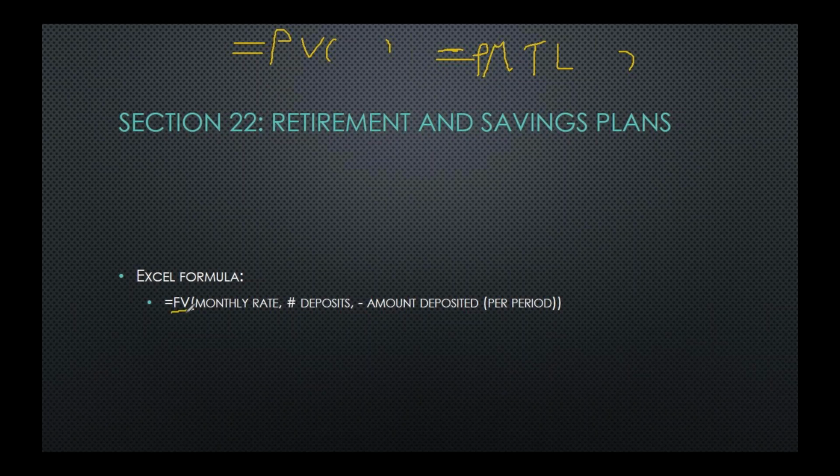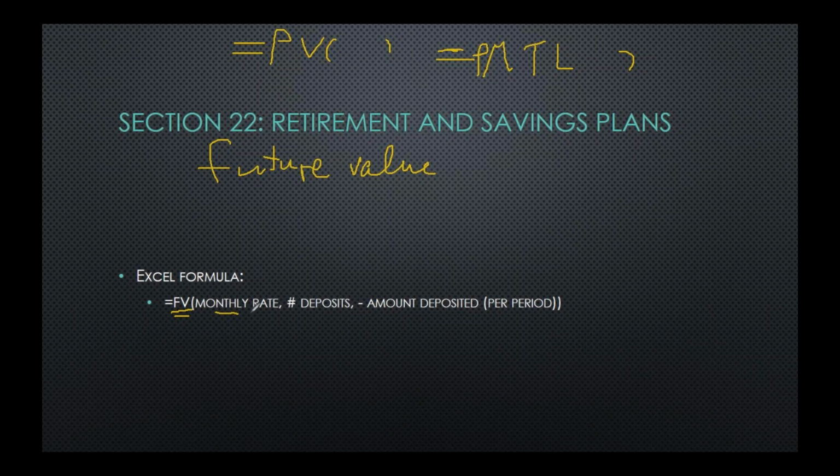We have a new Excel function. We call this the FV function. And the FV stands for future value. So if you think about retirement or savings, you're saving for your future. And so the FV implies the future value.